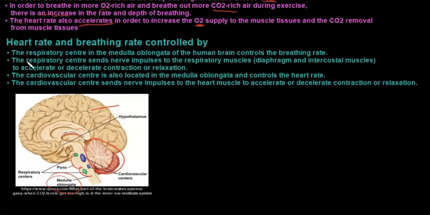should know about. Then the respiratory center sends nerve impulses to the respiratory muscles, so the diaphragm and the intercostal muscles, and this will tell them to accelerate or decelerate the contraction or relaxation process. Now the cardiovascular center is also located in the medulla oblongata, and this will control the heart rate. So both of these, the heart rate and the breathing rate, are found in the medulla oblongata. And the cardiovascular center, in this case, will send nerve impulses to the heart muscles to accelerate or decelerate the contraction or relaxation of those muscles.